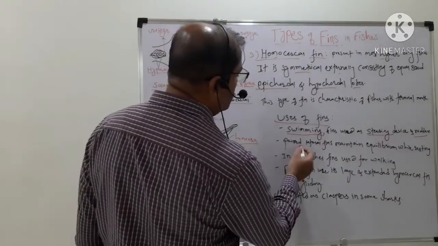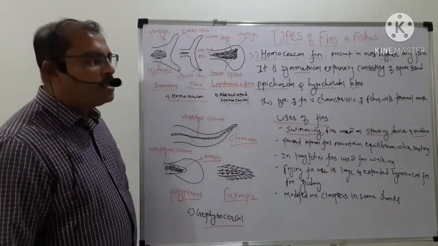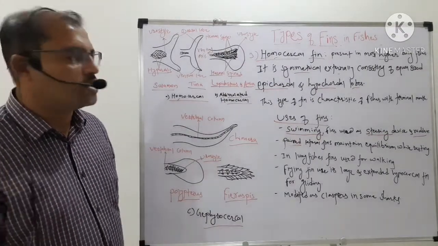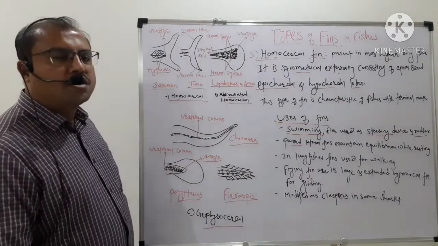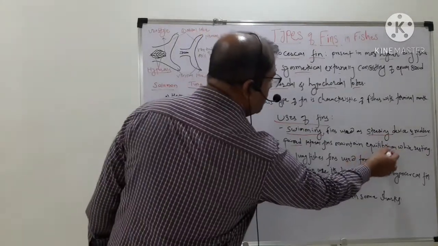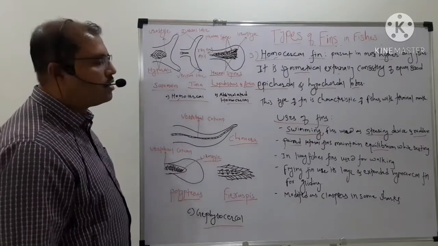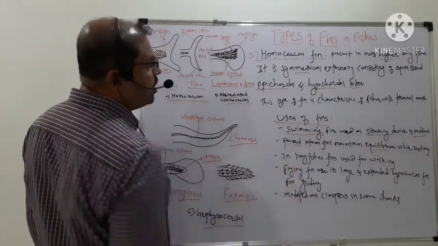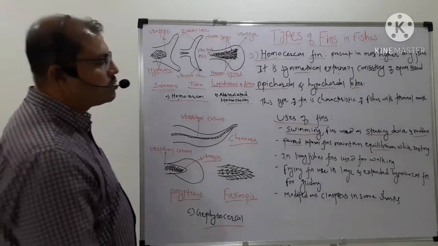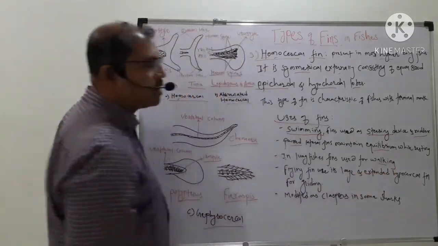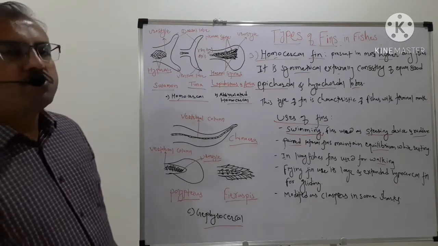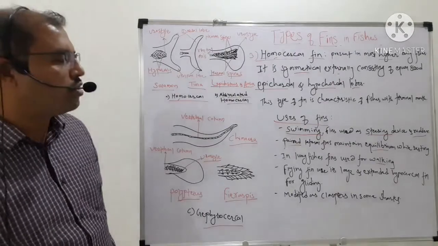Then the paired lateral fins maintain equilibrium or balance while the fish is in resting position. In this resting position, the paired pectoral fin as well as pelvic fin maintain equilibrium and balance. This is another important function. Then in the case of lung fishes, which are highly developed fishes, the fins are used for walking, helping to locomote outside the waters.